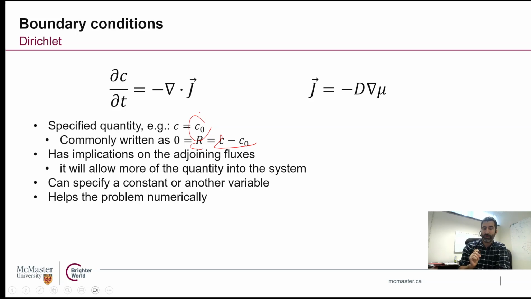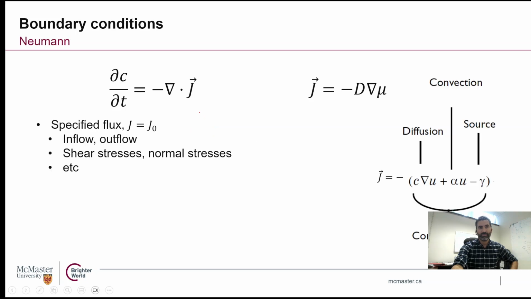Also, the last thing I'll mention about the Dirichlet conditions is that it tends to help the problem numerically. Because we're actually fixing the value at a point, it makes the numerics a lot more consistent and a lot more easy to solve. The other type of boundary condition is the Neumann condition. These are the two basic boundary conditions, but there are other ones. I'm not sure if we'll get to them in this course or not.